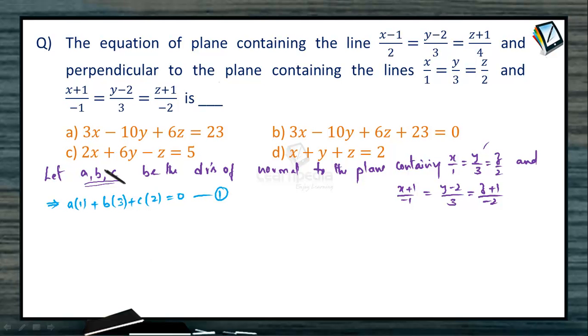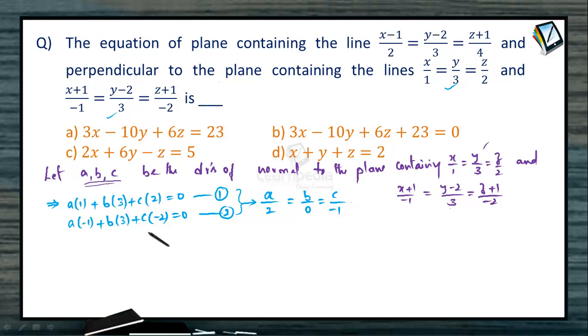Not only this, the normal having drs A, B, C should also be perpendicular to the second line on the plane having drs minus 1, 3 and minus 2. So when is that possible? A times minus 1 plus B times 3 plus C times minus 2 is also 0, right? Now 1 and 2 are two simultaneous equations in terms of A, B and C. So can we solve these two to get proportionate values of A, B, C? Yes, what do you get? We get A/2 equal to B/0 equal to C/(minus 1). So we got the drs of the normal to the plane which is containing the last two lines given.